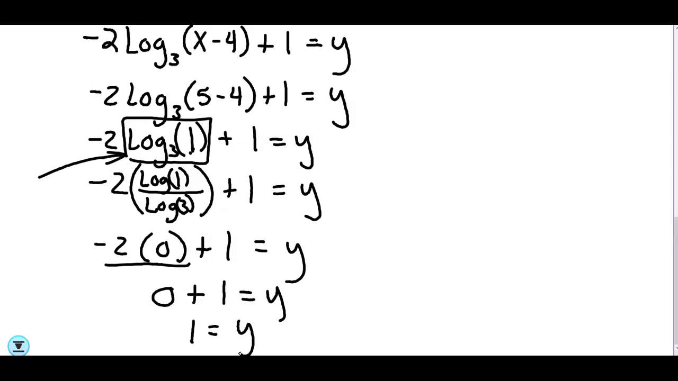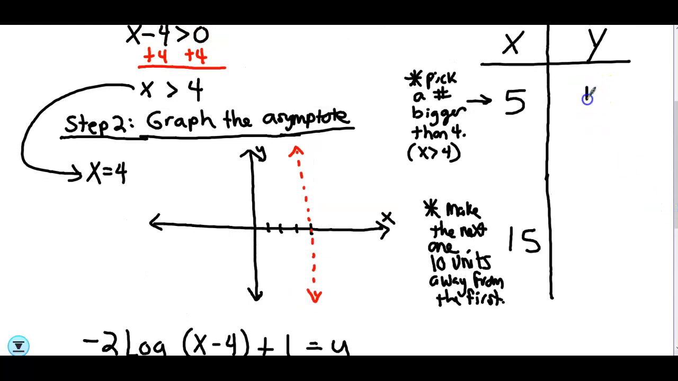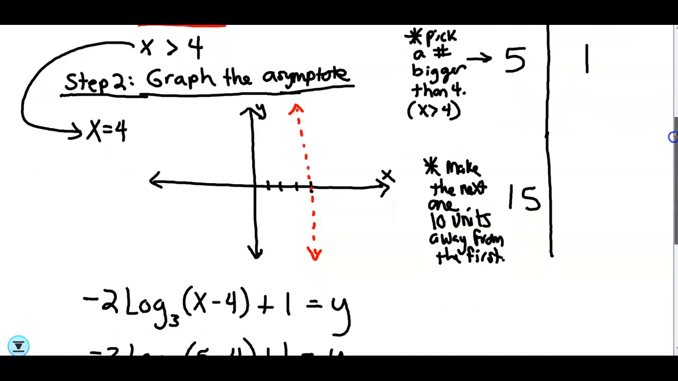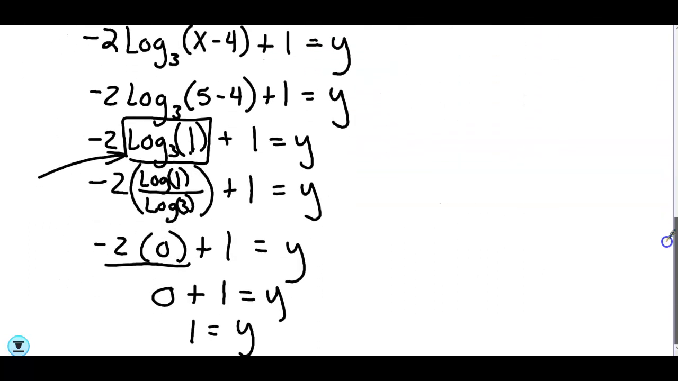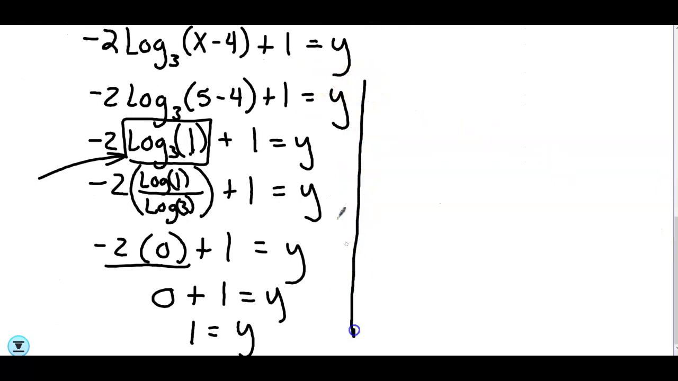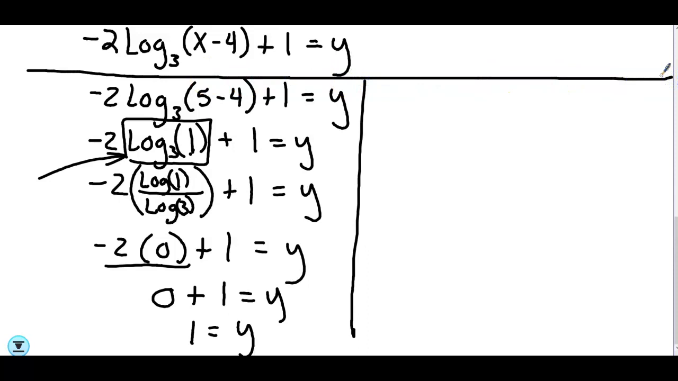All right, so let's go ahead and go back up to our table now. And I'm going to put 1 for y. When I plugged in 5, I got 1. What do you guys think I'm going to do next? We're going to plug in 15. So I'm going to let you guys do a lot of the work here. So I'll start us off. We're going to plug in the 15. And then I want you guys to do the first step. So go ahead and do the first step to simplifying this.